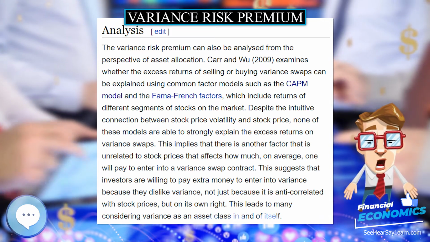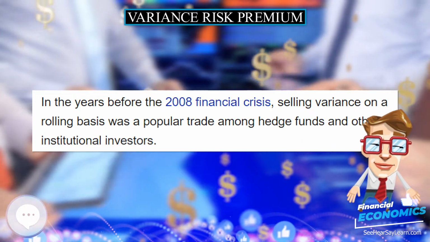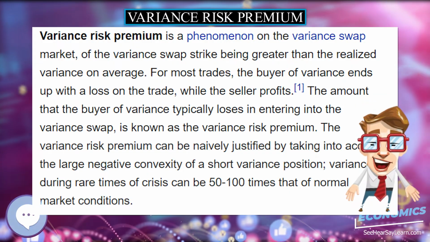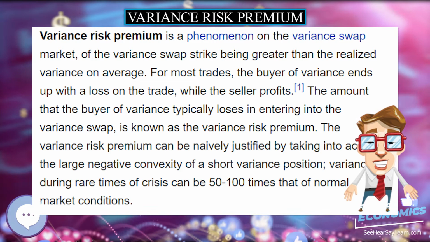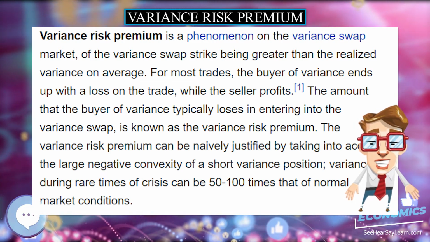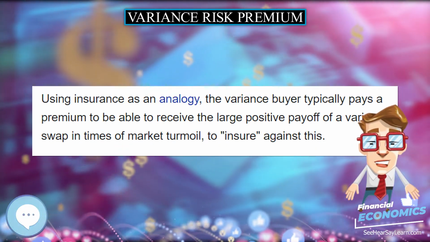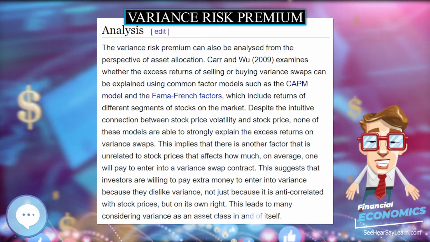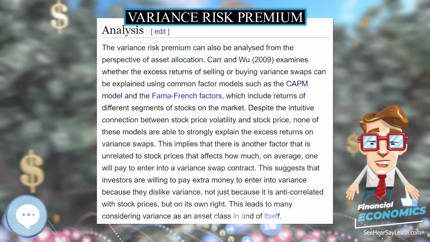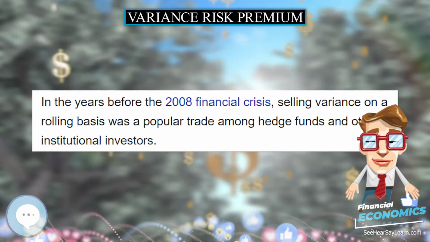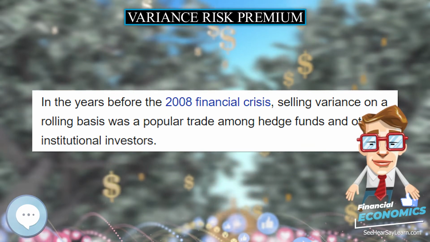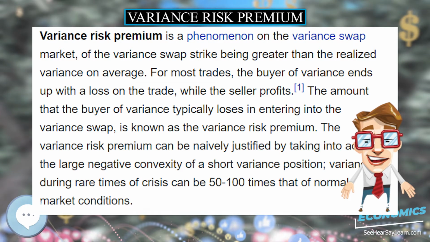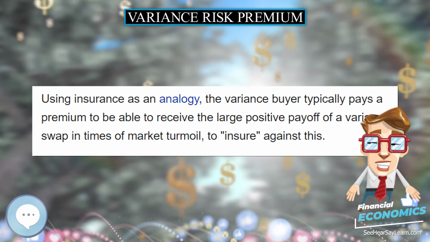To ensure against this analysis, the variance risk premium can also be analyzed from the perspective of asset allocation. Carr and Wu, 2007, examines whether the excess returns of selling or buying variance swaps can be explained using common factor models such as the CAPM and the Fama-French factors, which include returns of different segments of stocks on the market. Despite the intuitive connection between stock price volatility and stock price, none of these models are able to strongly explain the excess returns on variance swaps.